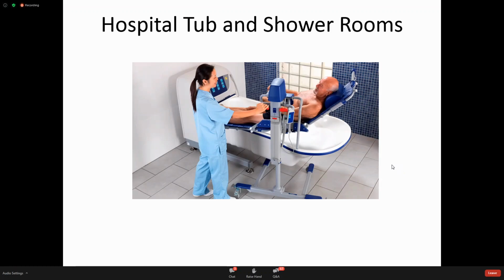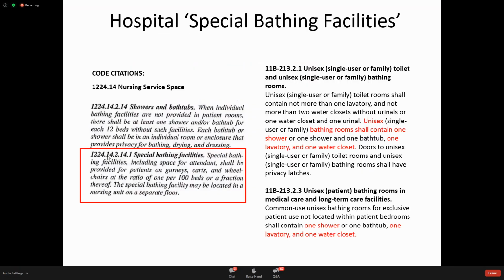that accessibility is all about making our buildings so that people with disabilities can use them by themselves without having to ask for special help. So when you're designing a special bathing facility per this code requirement, understand that's not the same thing. That's not designing a shower that you need to make handicap accessible. That's a whole other thing.